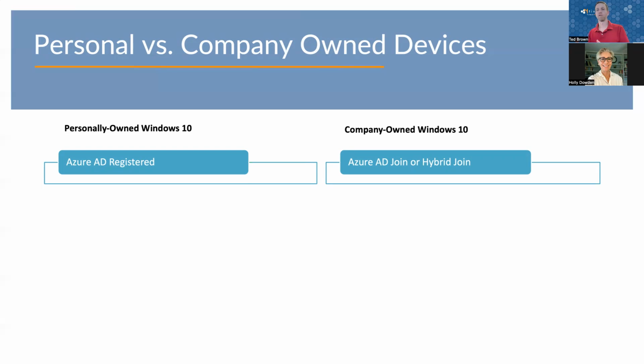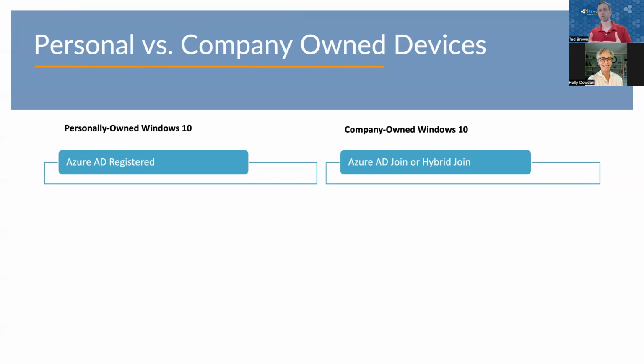With a corporate owned device, you're going to have this be a hybrid join, which combines Active Directory on premise with Azure Active Directory in the cloud, Azure AD P1 or P2, and allows those to communicate together. This would be doing an AD join, Azure AD join with the devices coming through Autopilot or anything like that. But with a personally owned device, you have the ability to just attach that to your system through Azure AD registration.